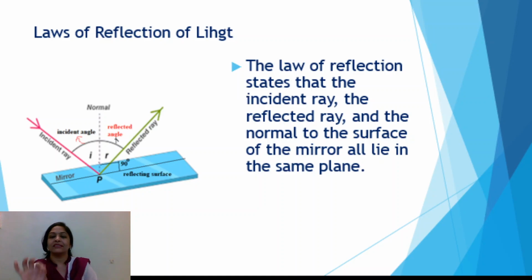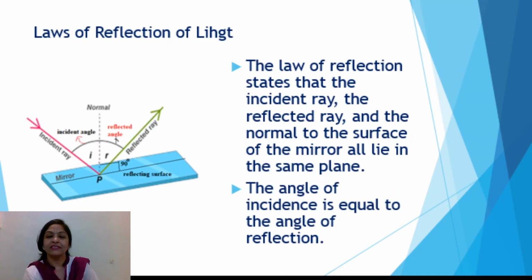The law states that the incident ray, the reflected ray, and the normal lie on the same plane. This is the first law. And what is the second law? The angle of incidence is equal to the angle of reflection. So here in this case, the angle of incidence is I and the angle of reflection is R. So mathematically we can say angle I is equal to angle R.